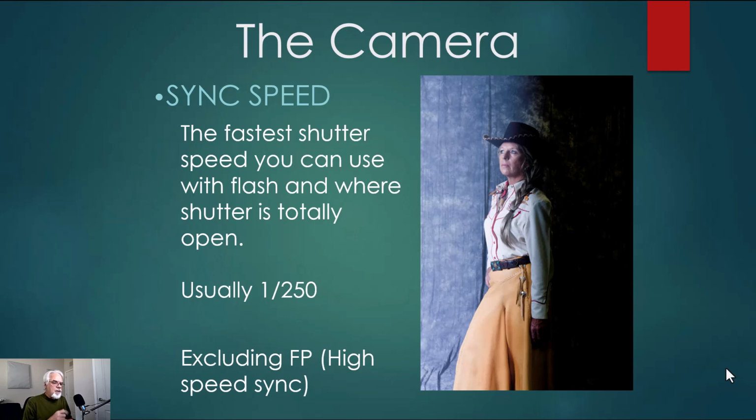And I'll throw in here, before I move on to how this works, that I'm excluding FP, which stands for high speed sync. That's a separate setting in your camera that you can choose that allows you to use pretty much any shutter speed, but there's huge drawbacks to it. There's huge benefits, but there's huge drawbacks.